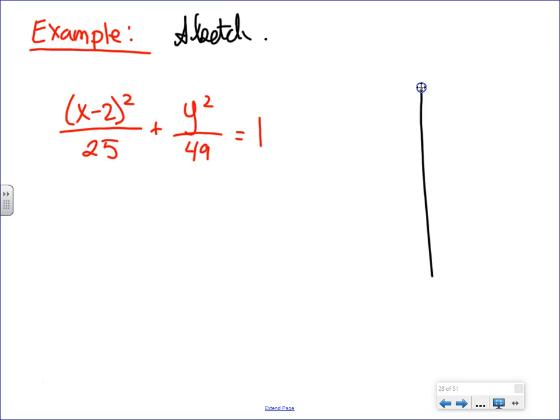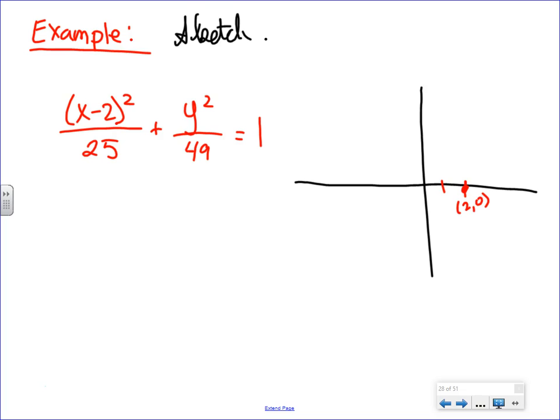What'd you guys figure out? Center's at where? Careful. X minus h is actually a positive 2. Easy to see. X minus h, so h is positive 2. Y minus k, so then 0 would have been the y value. So I have my center at 2, 0.